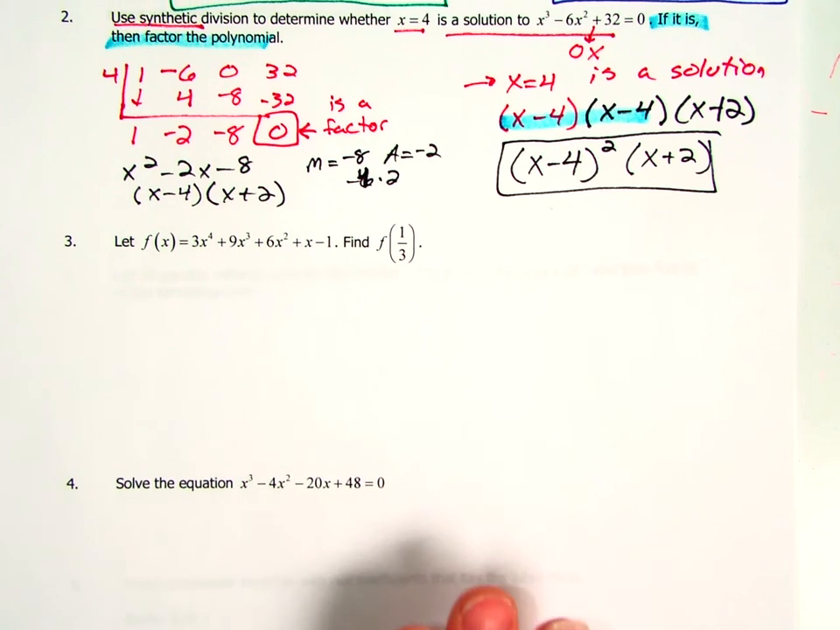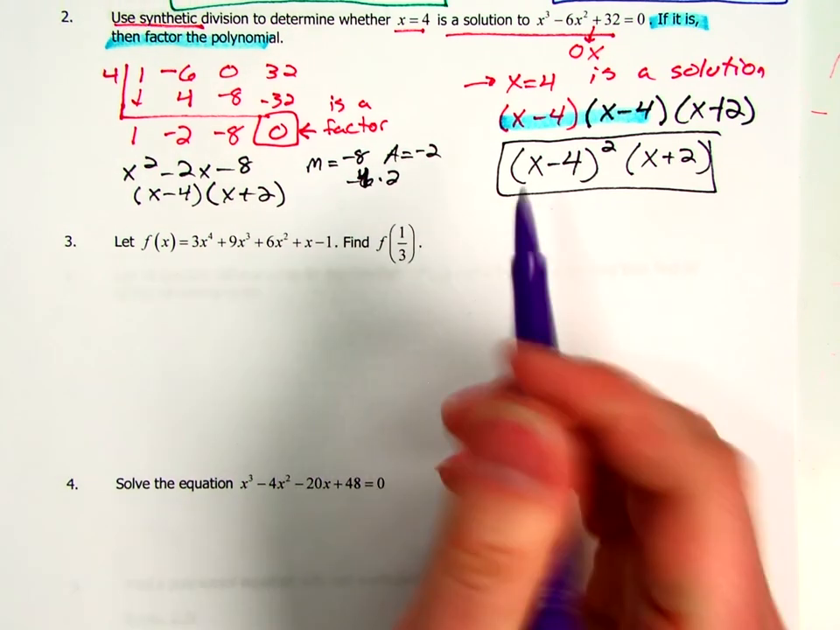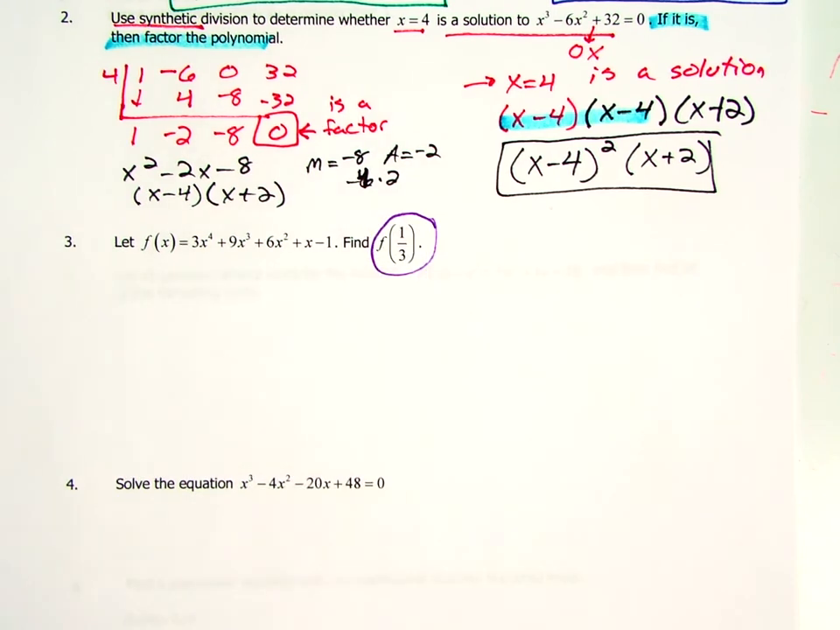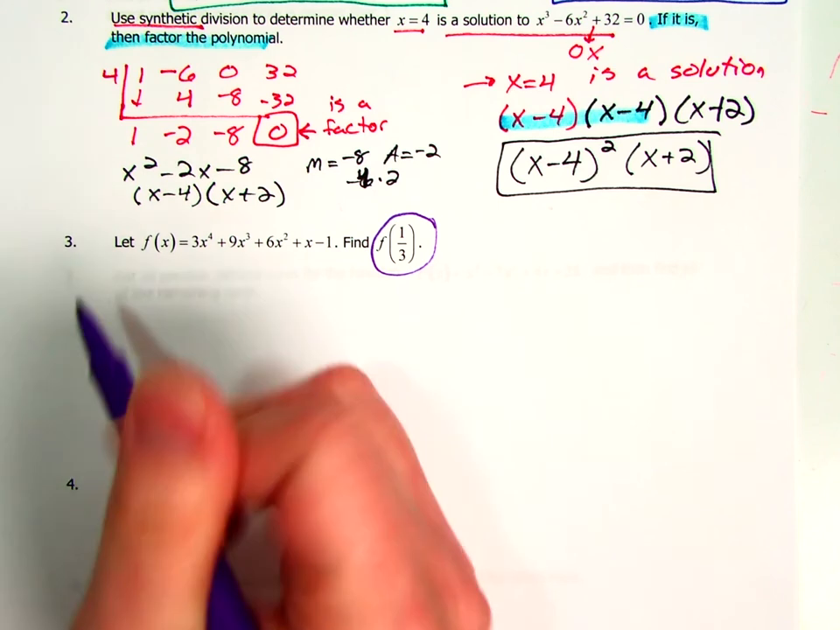All right, so let's take a minute and look at number 3. It asks you to find f of 1/3, and there's two different ways that we can do this. We could just do substitution.